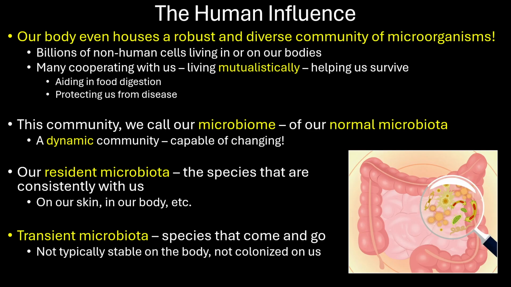Now, we can break this microbiome up into resident microbiota and transient microbiota. The resident microbiota, these are species that are constantly with us. They're always on our skin, always in our body, always doing different things for us, and they're just perpetually here. A transient microbiota, these are species that come and go. They're not typically stable on the body. They haven't really colonized our body as much as they are just kind of here one moment, gone the next.